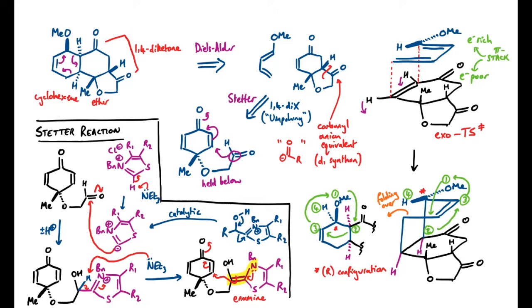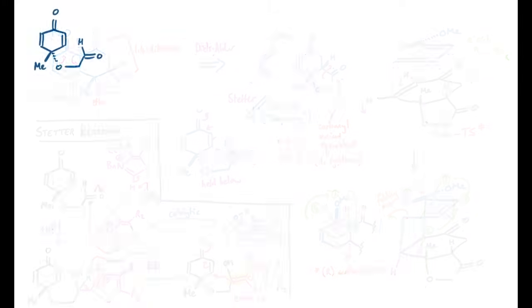If you're interested, there's some work by Rovis in the mid-2000s, which showed that this can be done by clever choice of your R1 and R2 groups on your catalyst, and I'll leave a link to a relevant paper in the description below. But for now, on with the retrosynthesis.